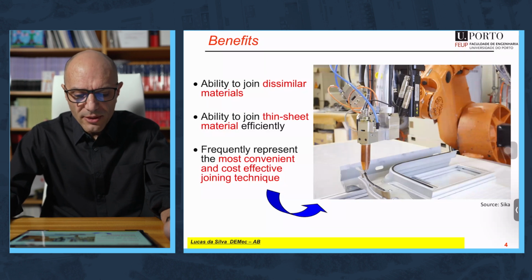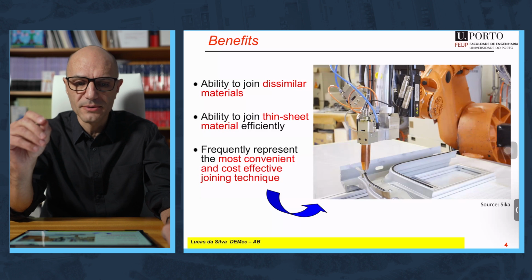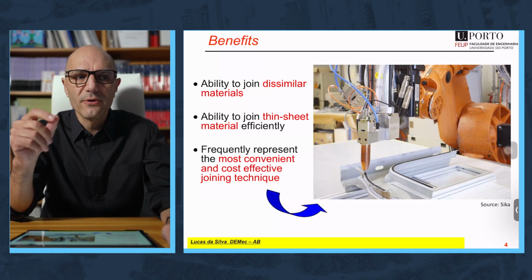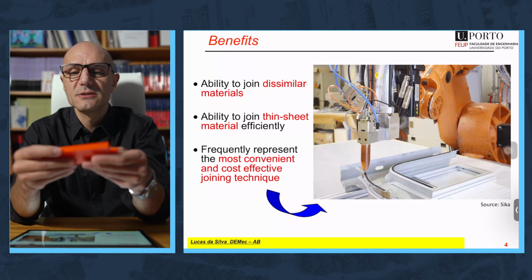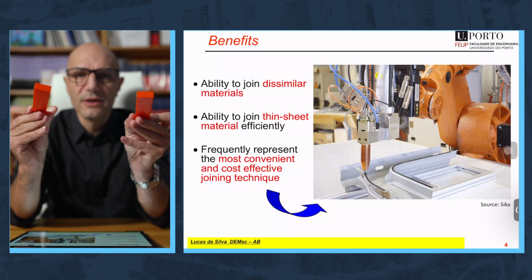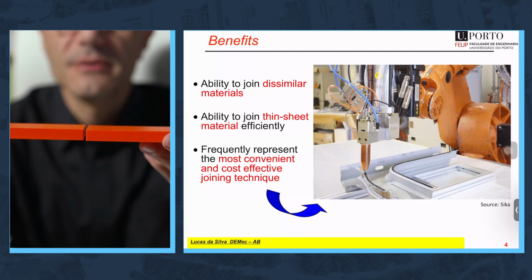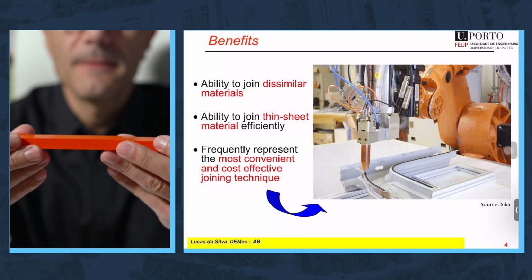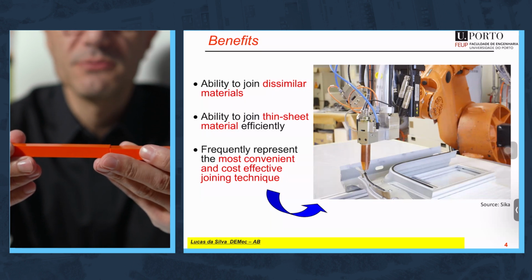It's able to join thin sheets very efficiently. That's a very important point, because this technology does not make sense for very, very thin materials. Like take these two parts that you want to join, they are quite thick. And if you do a butt joint like this, the joint of course will fail because the adhesive has a strength much lower than the substrate.